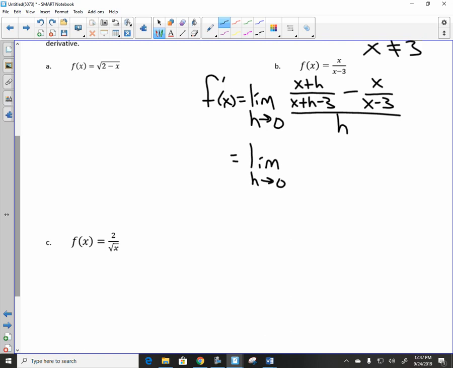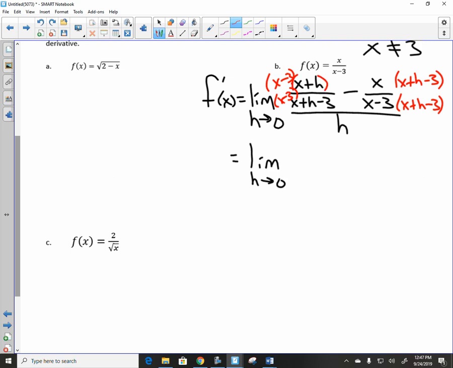Limit as h goes to 0 of, what do I do? Yeah, common denominators. Oh, man. So difficult. Make an easy problem, Mr. Getz. We tried to do kill a tree.